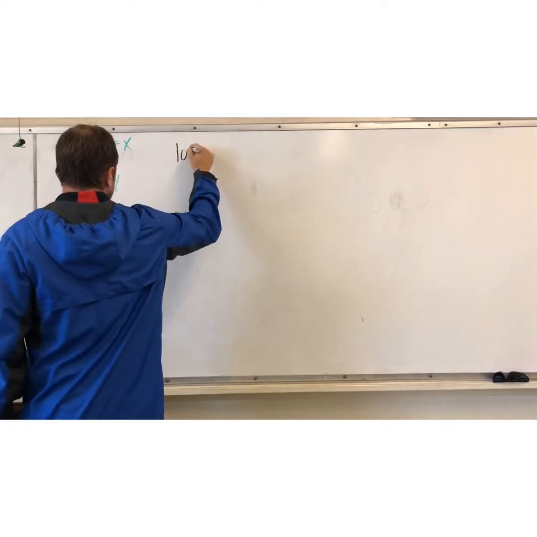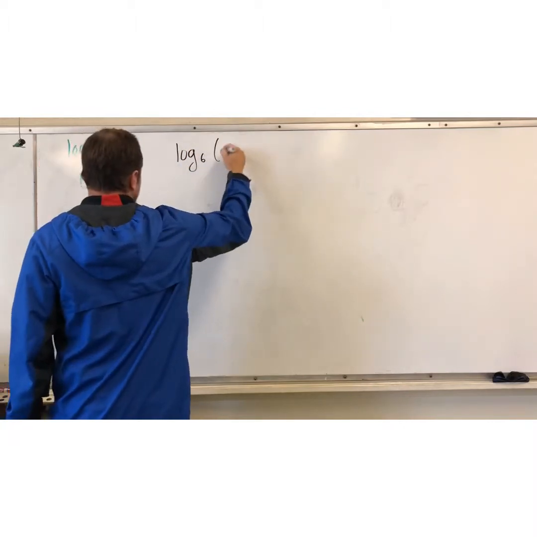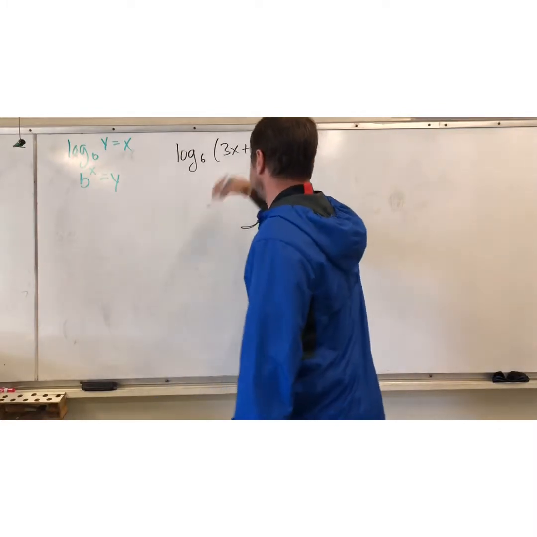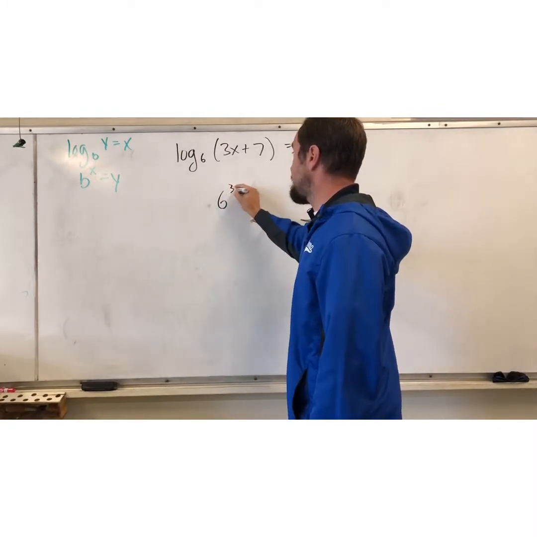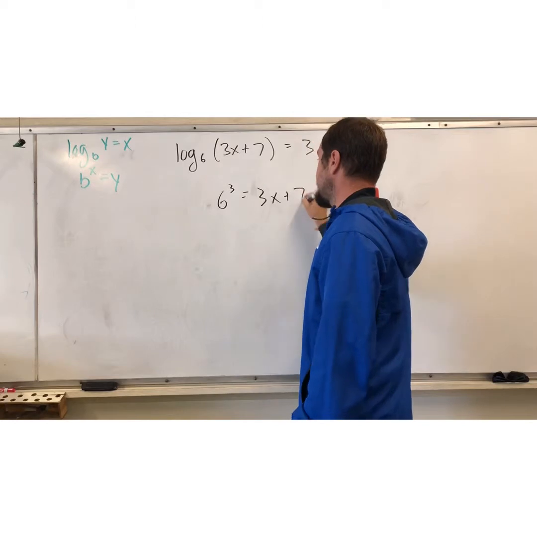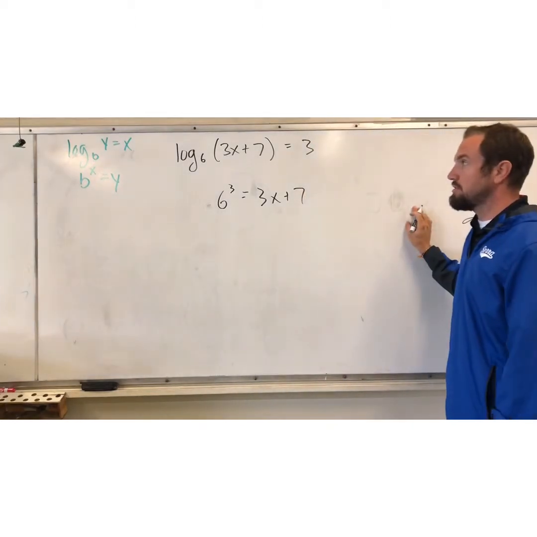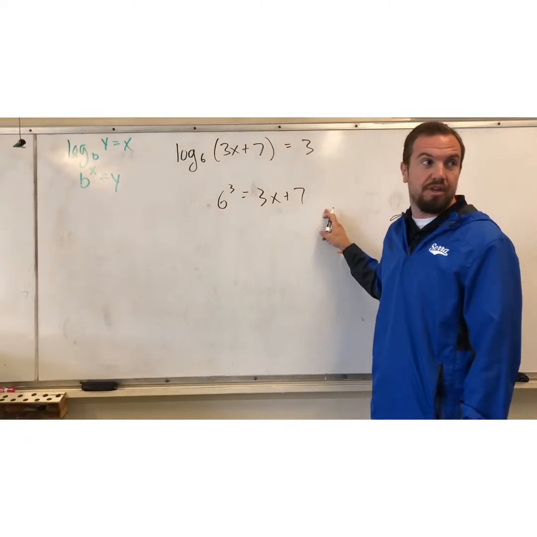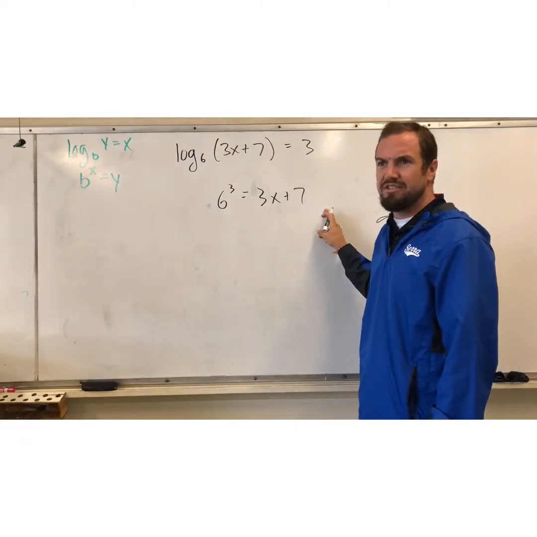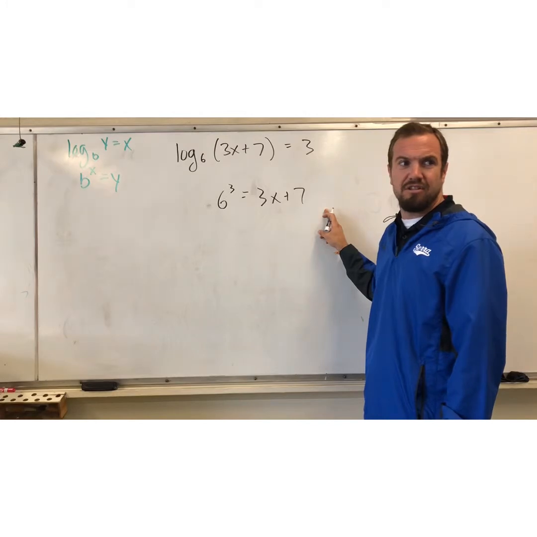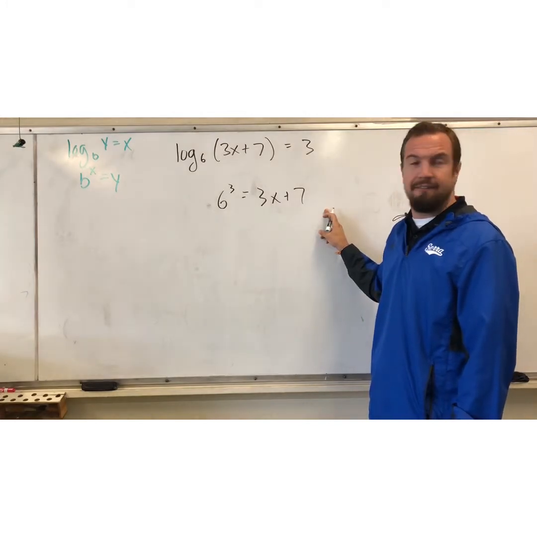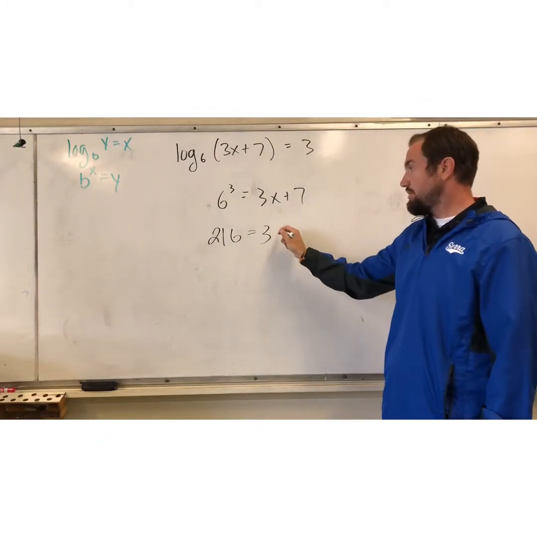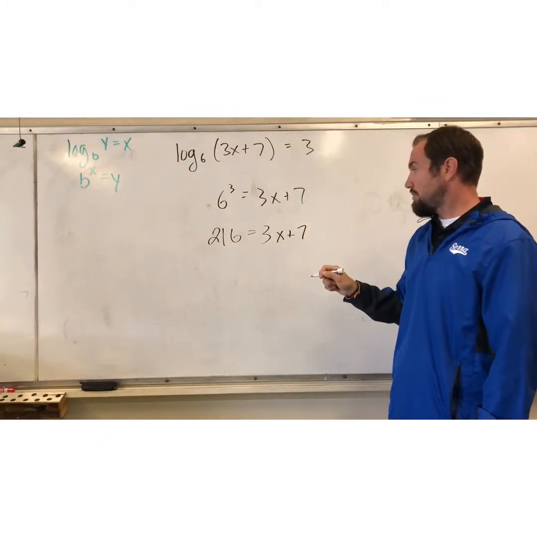This one was a little simpler because you're not working with any real properties here. Again, this is just setting up your 6 to the third is equal to 3x plus 7. So that ends up being a simpler problem because you're just doing an algebra problem. 6 to the third is 216. And then where do I go next?